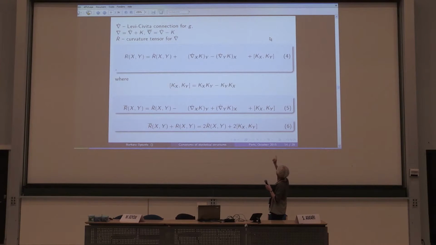Look at formula 4, and on the right-hand side, we have the curvature tensor for nabla hat. We have the part in the middle, which is the skew symmetrization of nabla hat K, and we have the bracket on the very right side. The bracket is just the commutator of K_X and K_Y. The same formula can be written down for nabla bar. We just replace K by minus K, and we have the formula in the last but one line of the slide. When we add these two formulas, we get formula number 6, which says that R bar plus R is equal to twice R hat plus the commutator of K's.